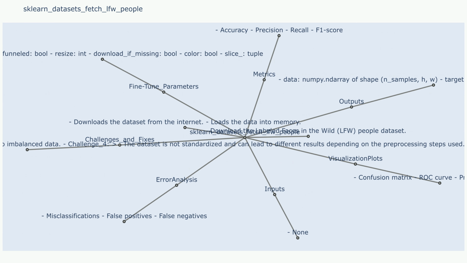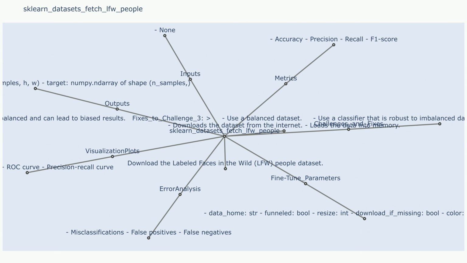Outputs. data: a NumPy array of shape (n_samples, n_features) containing the pixel data of the images. Each image is represented as a flattened vector. target: a NumPy array of shape (n_samples,) containing the labels of the images. The labels correspond to the person's name in the dataset. target_names: a list of strings containing the names of the individuals in the dataset.